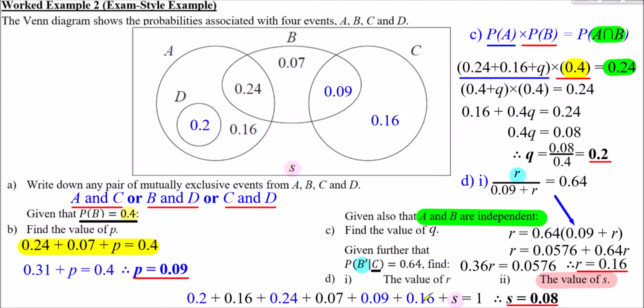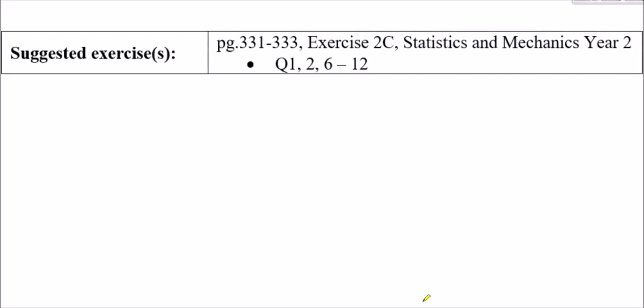That's all from me. Now it's up to you to try some of these on your own. If you go to exercise 2C in your stats and mechanics book, that's a typo, those aren't the page numbers, but it's exercise 2C. Apologies, ignore that. It's questions 1, question 2, and then questions 6 through to question 12. Try those and consult me if you get stuck, please do.